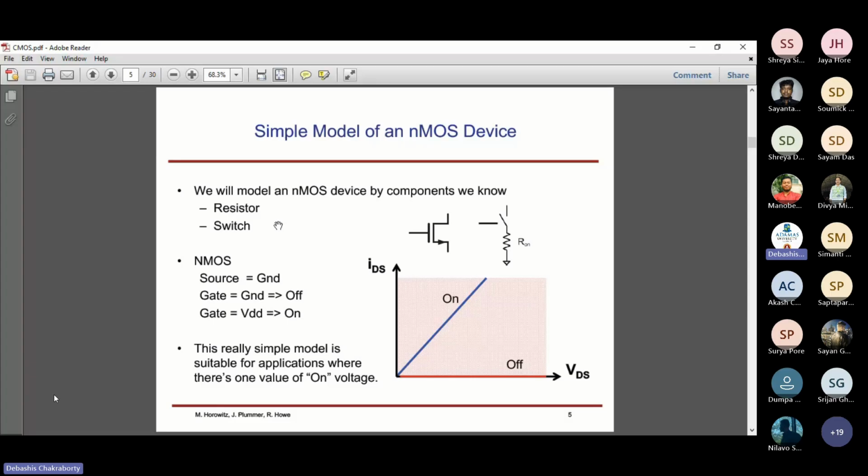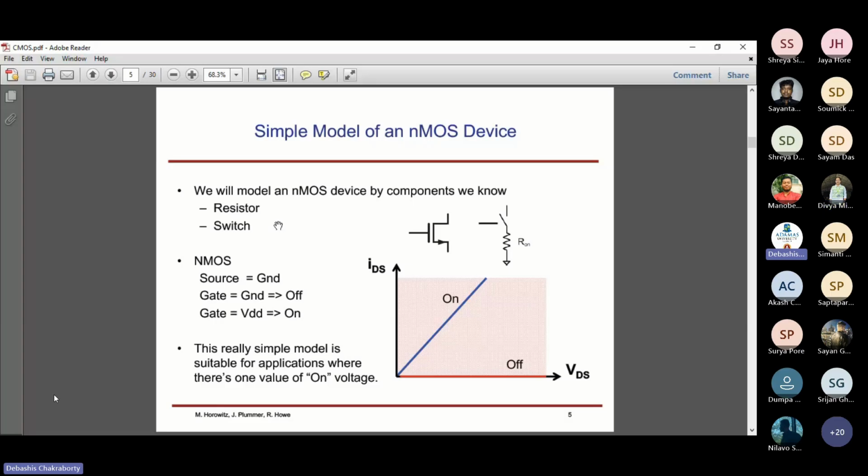So what is the learning outcome from slide number 5? For any NMOS device, when we apply a low voltage to the gate terminal, the device does not conduct. The device is off. And when we apply a high voltage to the gate terminal, or binary 1, the device is on. Is that clear?